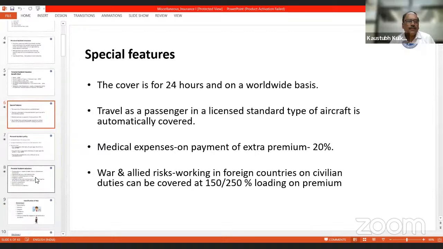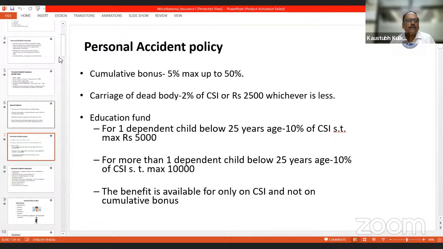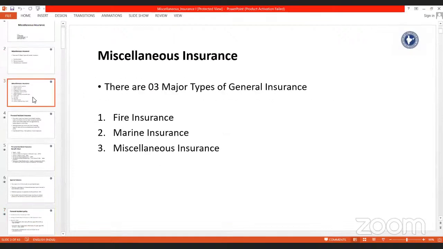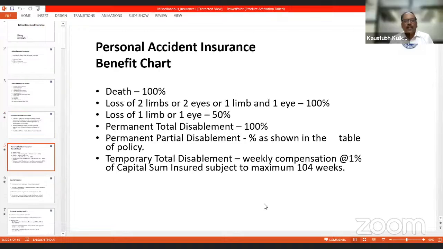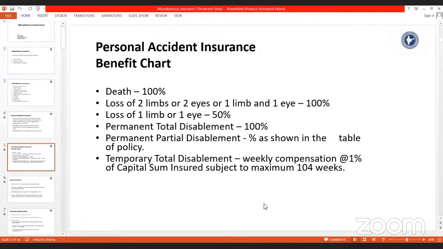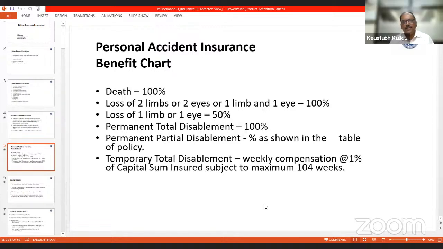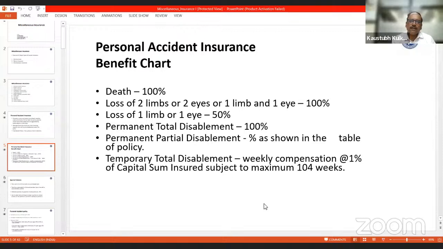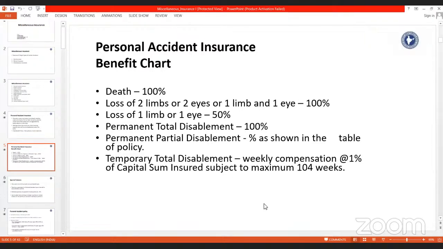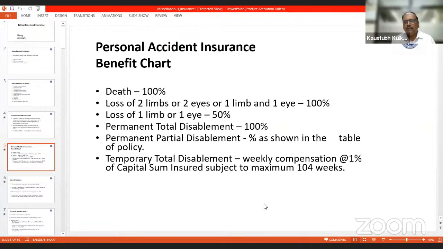See, basically, in case of temporary total disablement, the weekly compensation is at the rate of 1% of the capital sum insured, subject to a maximum of 104 weeks. The 104 weeks is given according to the number of years, because we are taking 2 years salary or 2 years coverage in case of weekly compensation.